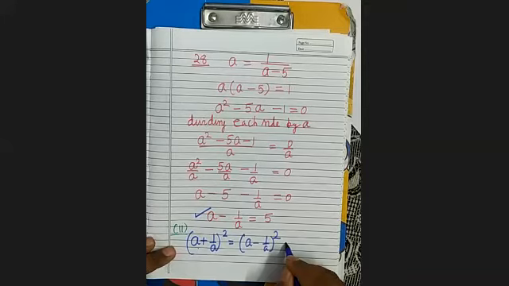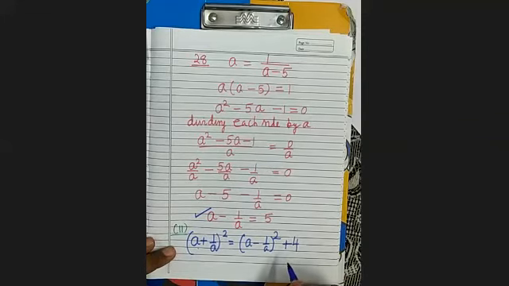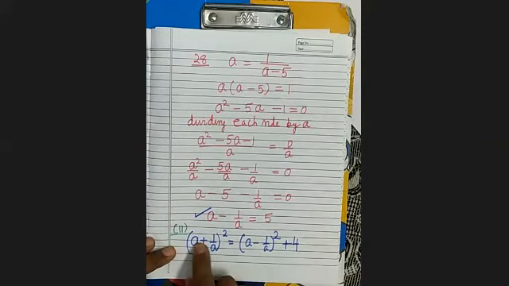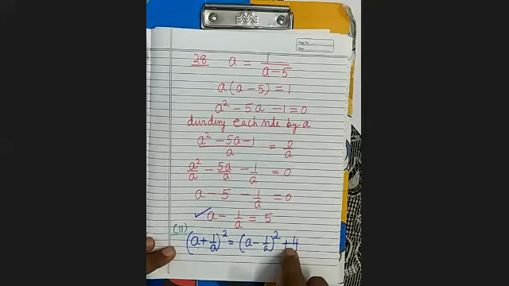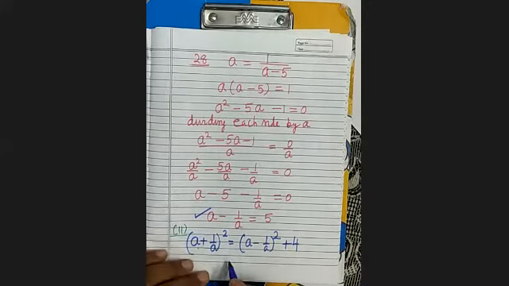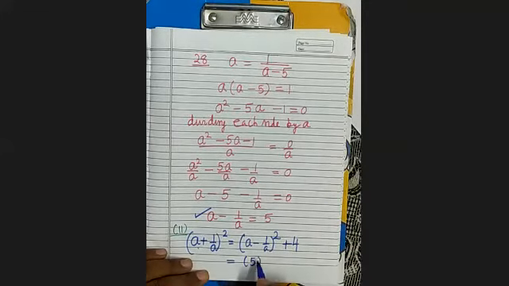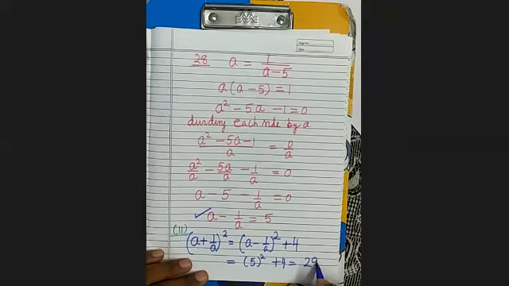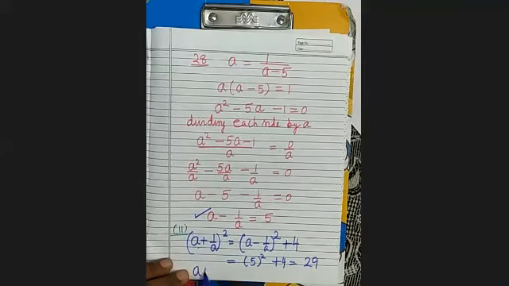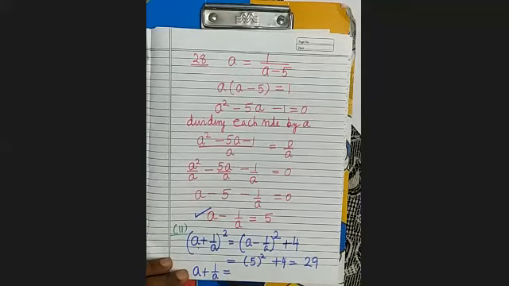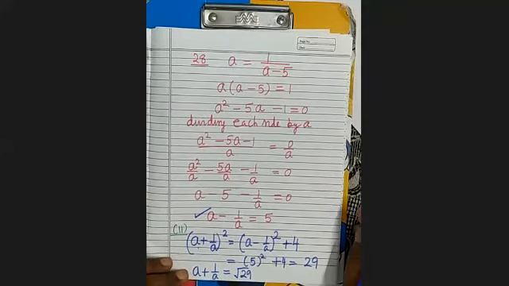Then what will you write? Plus 4. If there is plus here, there will be plus here too. So A minus 1 upon A is 5, square plus 4. 25 plus 4 is 29. So what is A plus 1 upon A whole square? A plus 1 upon A is, 5 square plus 4, that is 29, means square root 29. It is clear?